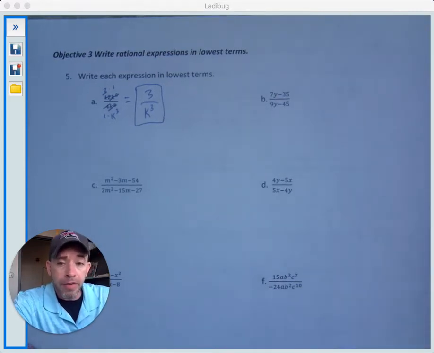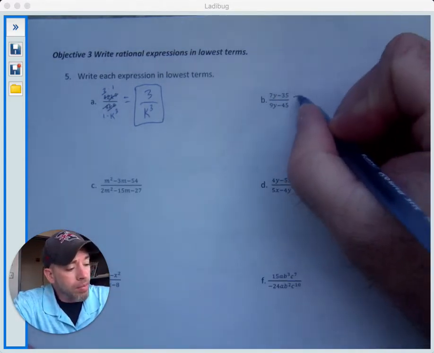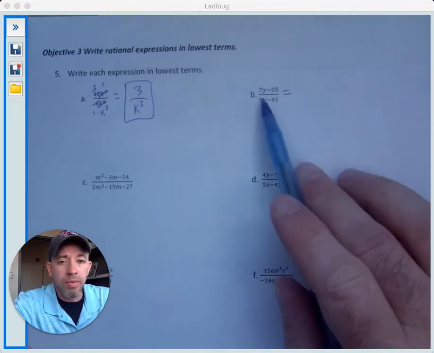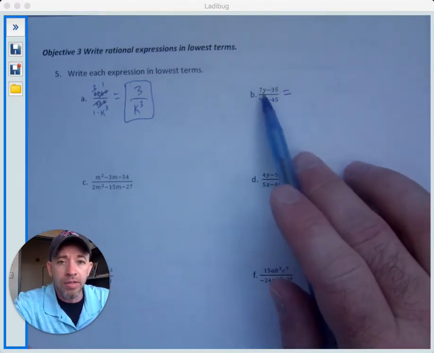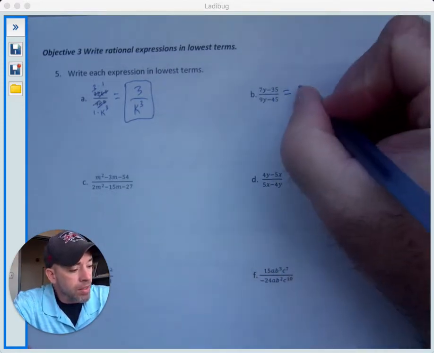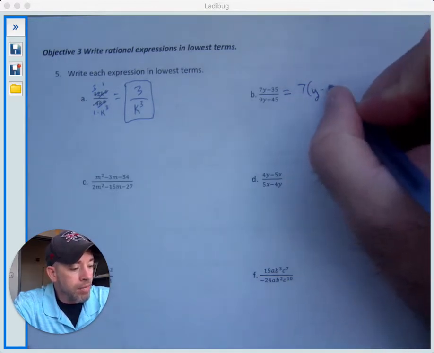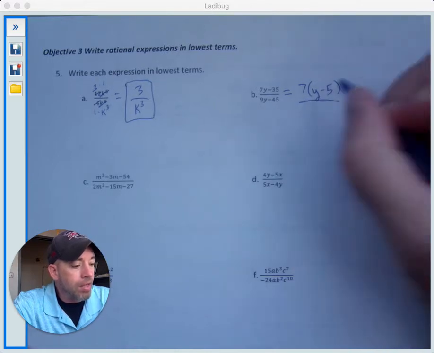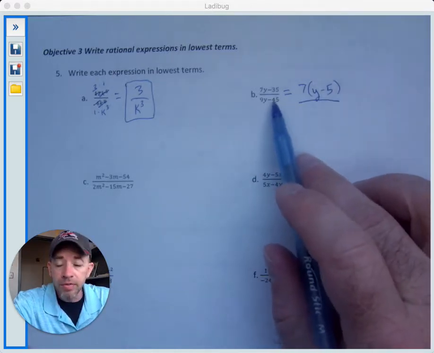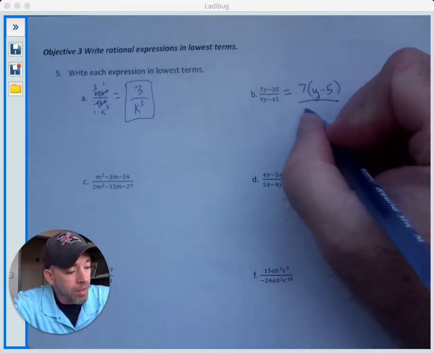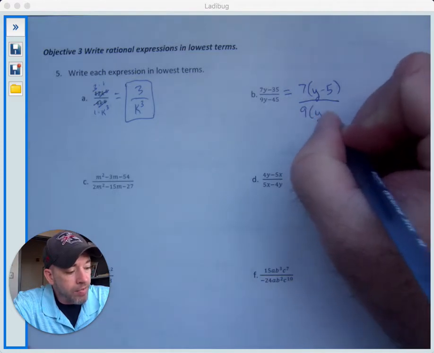Now, if we can factor, then maybe we can cancel. So let's see. Can we factor the top? Oh, we can factor a 7 out, right? We can factor a 7 out. We end up with y minus 5. On the bottom, can we factor anything out? We can factor a 9 out, right? And we're left with a y minus 5.